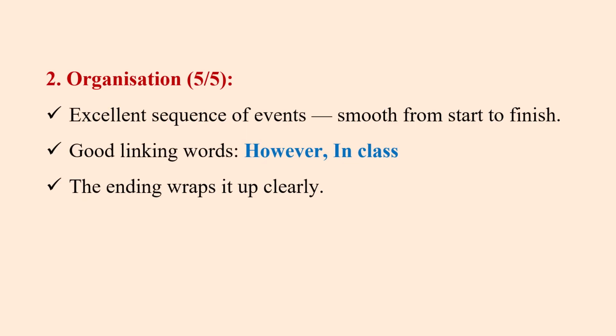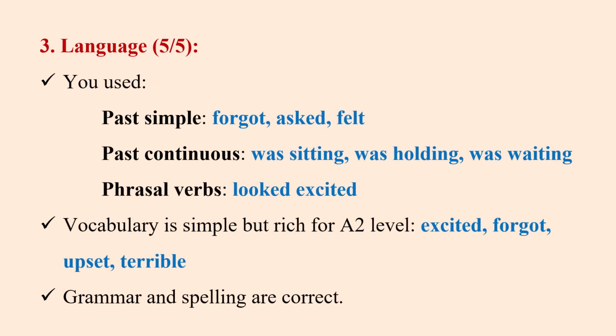2. Organization. Excellent sequence of events, smooth from start to finish, good linking words. However, in class, the ending wraps it up clearly. 3. Language. You used past simple: forgot, asked, felt. Past continuous: was sitting, was holding, was waiting. Phrasal verbs. Looked excited. Vocabulary is simple but rich for A2 level. Excited, forgot, upset, terrible. Grammar and spelling are correct.